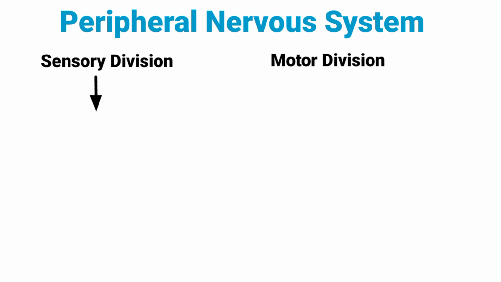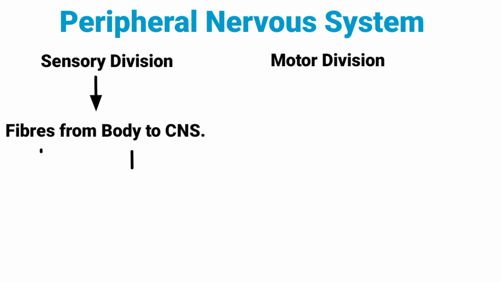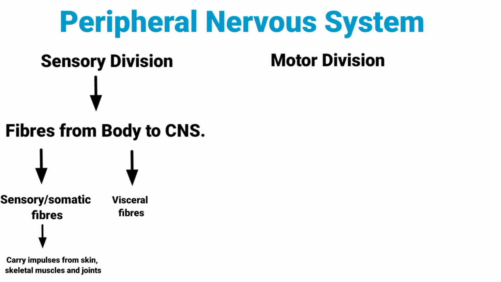Sensory division consists of fibers which carry impulses from body to the central nervous system. This sensory division has two types of fibers: somatic fibers and visceral fibers. The sensory or somatic fibers are nerve fibers which deliver impulses from skin, skeletal muscle and joints, while the visceral fibers transmit impulses from visceral organs of the body. So this was all about sensory division of peripheral nervous system. This division keeps CNS informed of the events inside and outside of the body.